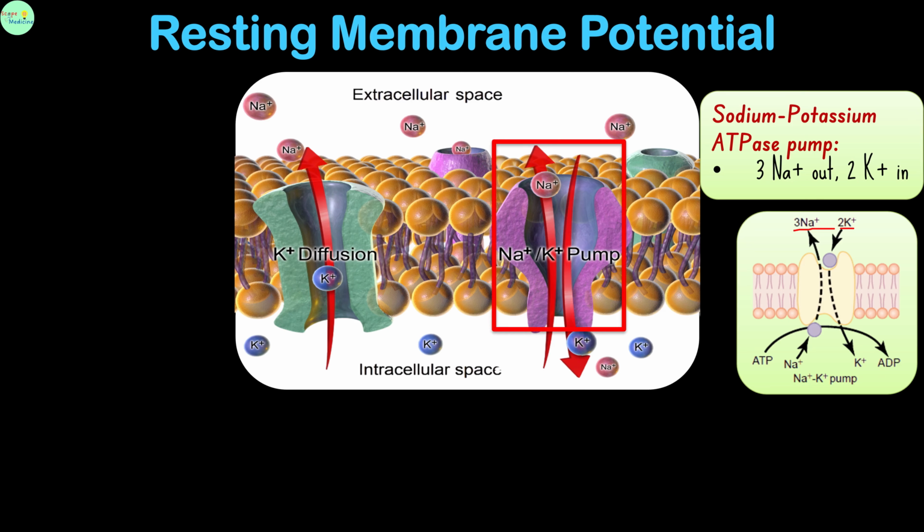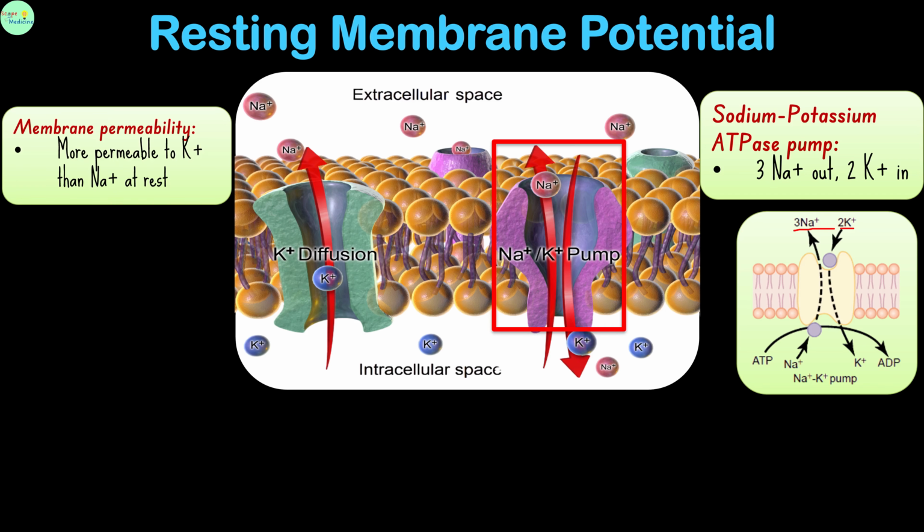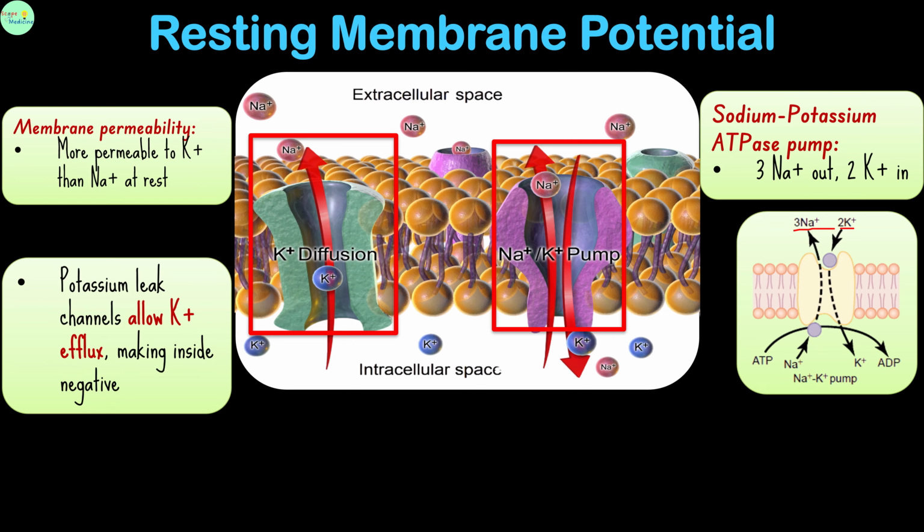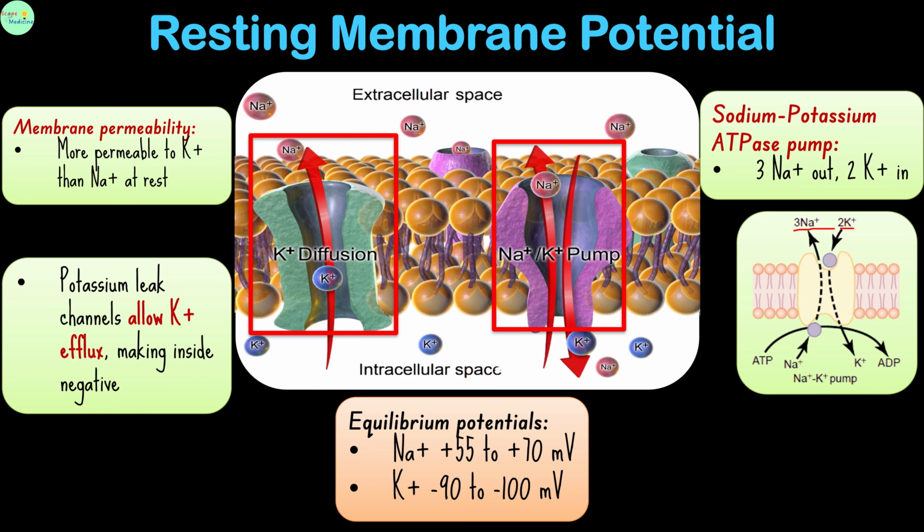Second, the membrane at rest is much more permeable to potassium than to sodium due to potassium leak channels, allowing potassium to flow down its concentration gradient out of the cell, which makes the inside negative. The equilibrium potential for sodium is approximately positive 55 to positive 70 millivolts, while the equilibrium potential for potassium is approximately negative 90 to negative 100 millivolts.